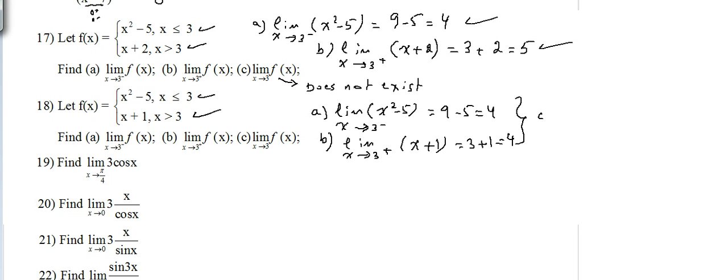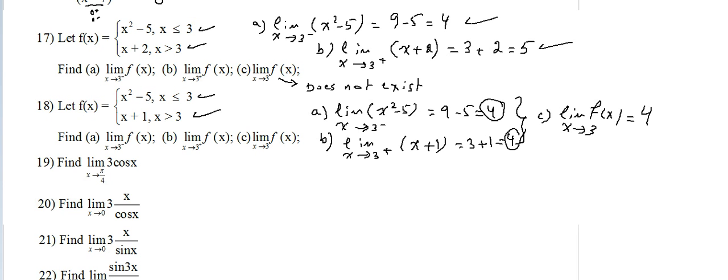Here, part C. The limit of f of x when x tends to 3. Since both the left-hand side and right-hand side of 3 are equal to the same value, 4, the limit at x equal 3 is equal to 4. That's why they both are important.